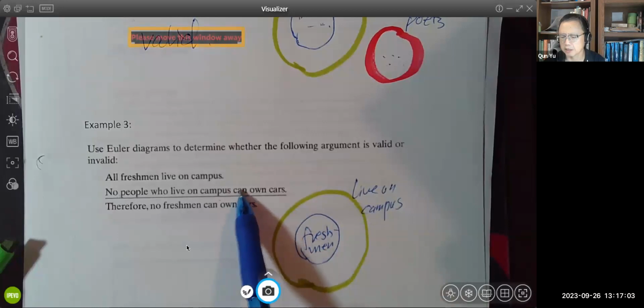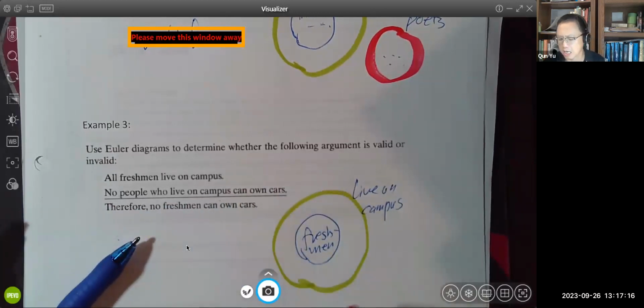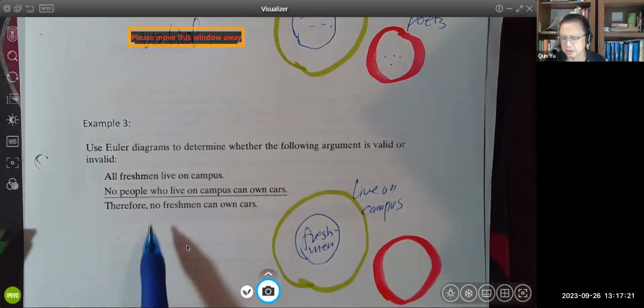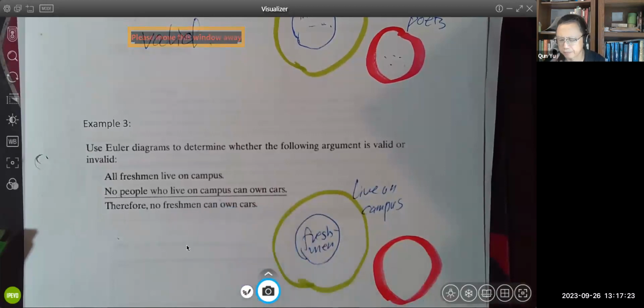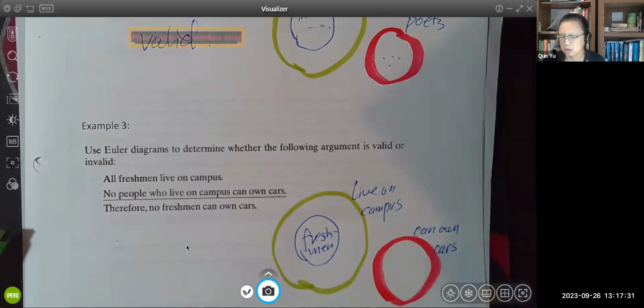And this B is those people who can own cars. Okay, with this new circle, it's going to be the red one. So no A are B. So the red circle has to be drawn outside this green circle, because the green circle is all A in here. This is representing people who can own cars. Now, this is the only way to draw this second premise, so I didn't look at the conclusion first.